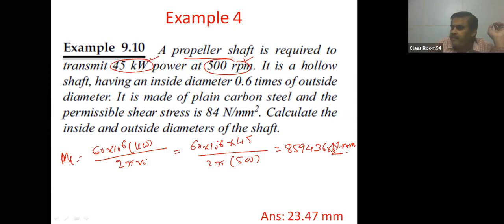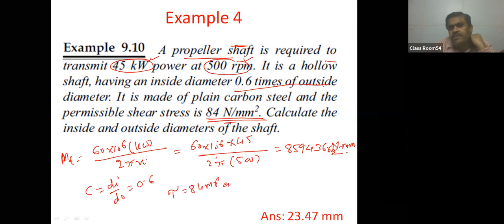So it is a hollow shaft having an inside diameter 0.6 times the outside diameter. It is written in the question, 0.6 times the outside diameter. So what is C? C is Di by Do. So C equal to 0.6. It is made of plain carbon steel and permissible shear stress is 84 Newton per mm square. Permissible shear stress is given, tau equal to 84 megapascal. Calculate the inside and outside diameters of the hollow shaft. So how will you calculate? What is the formula?